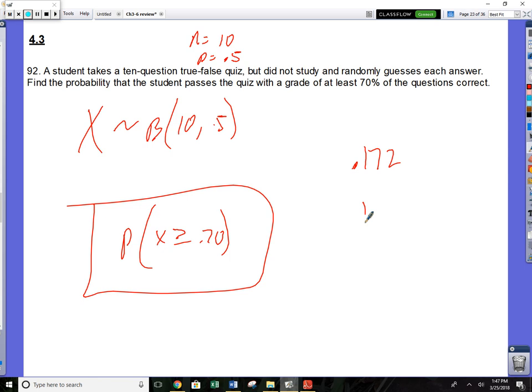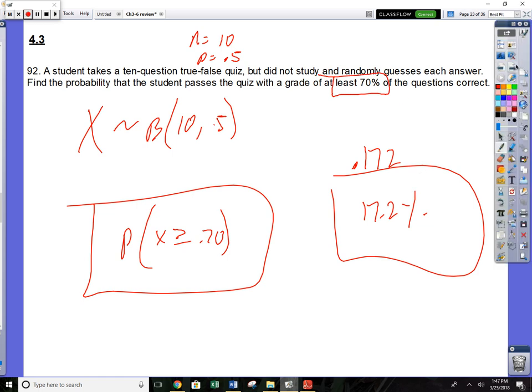0.172. That means it is a 17.2% chance. So it's kind of not bad. It's almost a 20% chance, almost a 1 in 5-ish. Maybe it's a 1 in 6. So 1 in 6 kids, if they totally guess, they'll get at least 70. That's pretty dang good. In a class of 30, that means 5 or 6 kids are going to get at least 70 with 0 study. Good to be one of those kids.